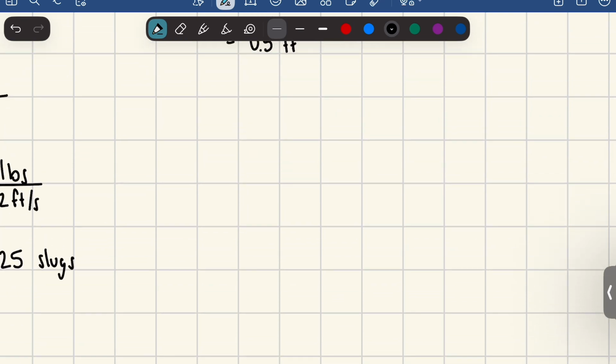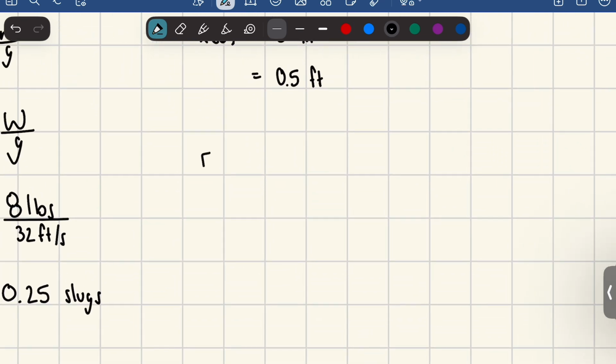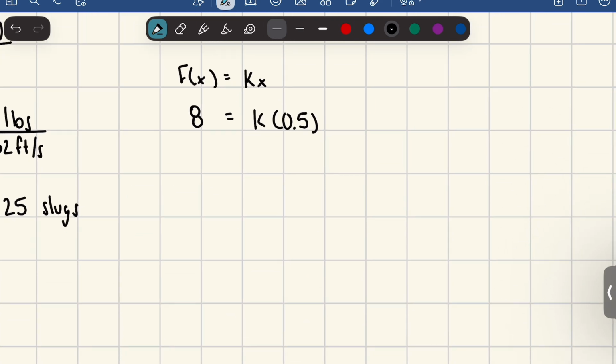Then we can use, what is it, Kx equals the weight. Dividing both sides is like multiplying by 2, so 16 equals k. Okay, now what do I need for omega? M and k, right?